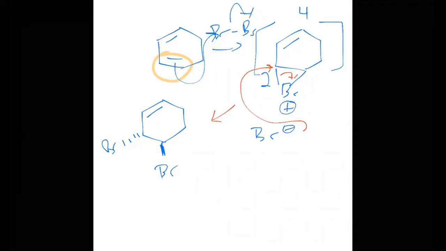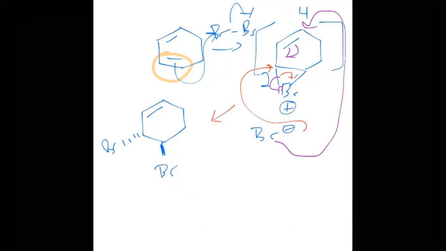So what happens when bromine attacks at the 4 position? What do you think is going to happen? The double bond is going to go to the left. It's the shift of the double bond that causes this ring to open. Is that right? Yes.